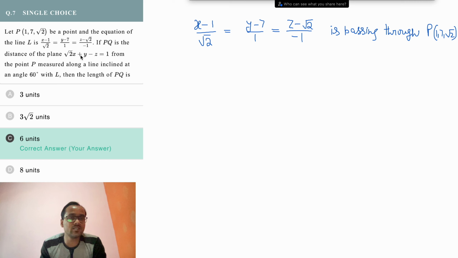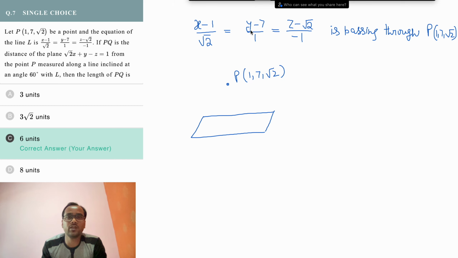If PQ is the distance of the plane from the point P, measured along a line inclined at an angle of 60 degrees with the line. That means there is a plane, there is a point P (1, 7, root 2), and from this point P there is a line passing. One more thing is there. You see the direction ratios of the line are root 2, 1, minus 1.